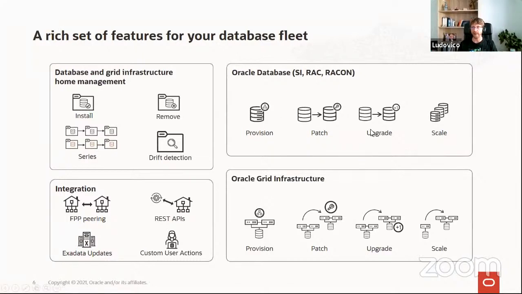FPP can also upgrade the databases and provision clusters. They can patch the cluster always out of place using a new grid infrastructure Oracle home, patch and upgrade the cluster. So FPP can also upgrade your cluster from a 12.2, for example, to 19C, or from 19C to 21C. Everything is automated by FPP. So those are the main features.